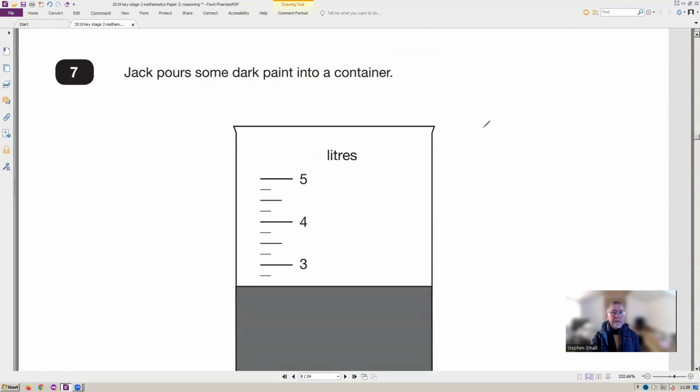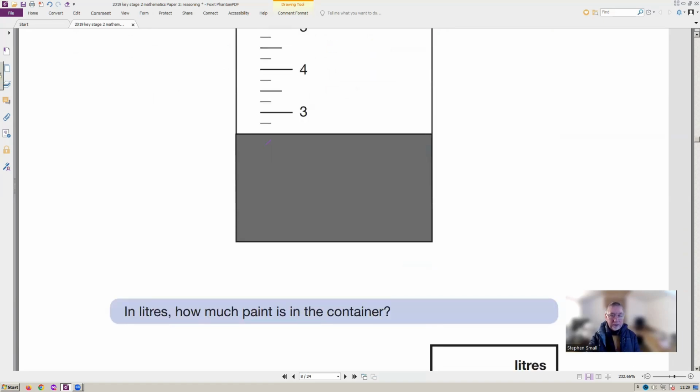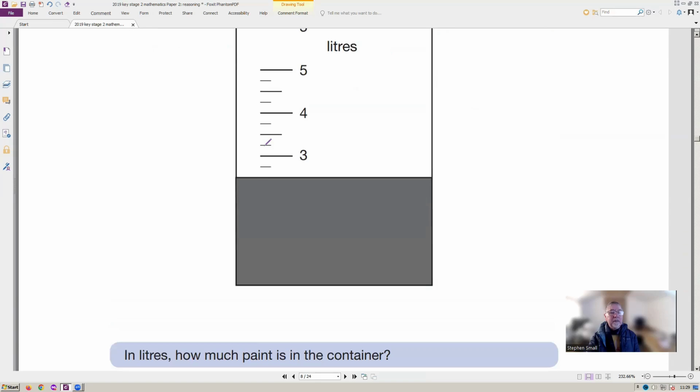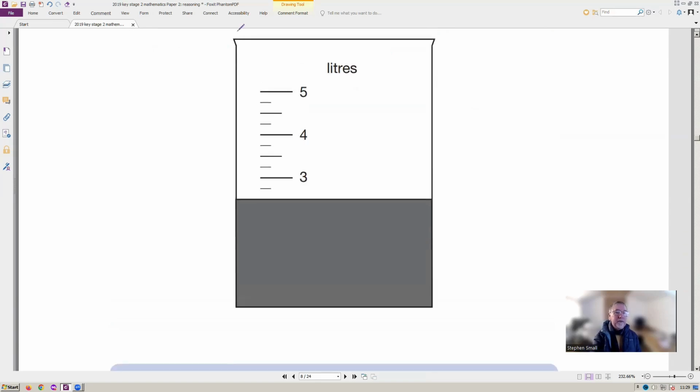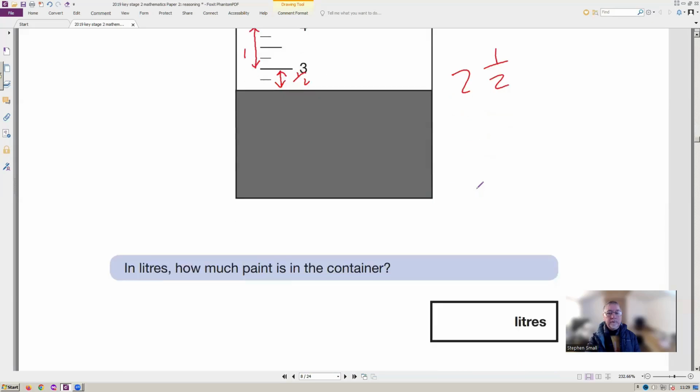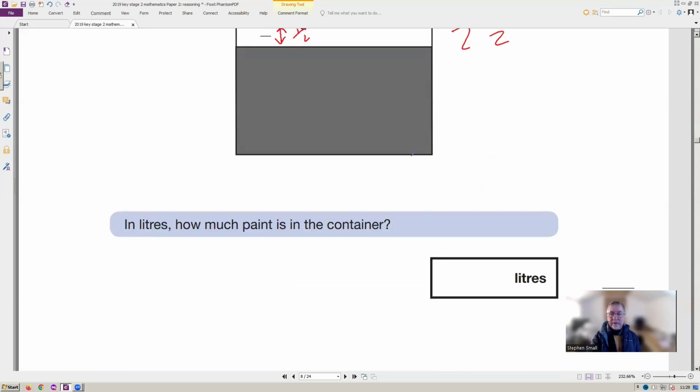Jack pours some dark paint into a container. What's the question? In litres, how much paint is in the container? Okay, so we've got the difference between each of these here. This is a way to look at it. That's 1 litre, so this is half a litre down here. That's a half, that's 1. So he's gone 1 below 3. So that's 2.5. Yeah, 2.5.